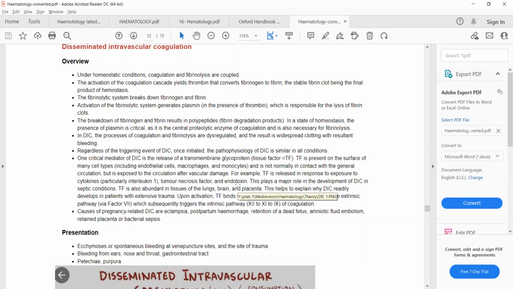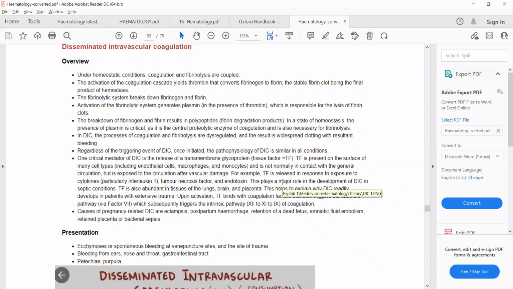endotoxin that is released by the bacteria. So in sepsis, DIC can occur. Tumor necrosis factor can also expose this tissue factor. So malignancy is another cause of DIC. So malignancy and endotoxin. Other than them, trauma and surgery and pregnancy. Remember these 5 causes of DIC, that is trauma, surgery, pregnancy, infection, and malignancy. They all can cause disseminated intravascular coagulation.